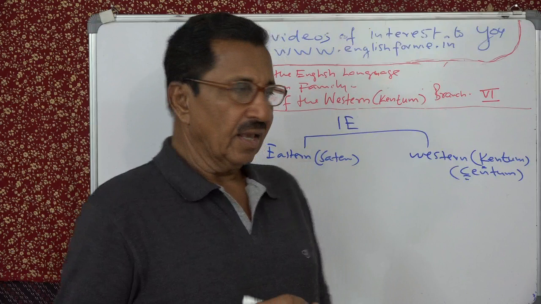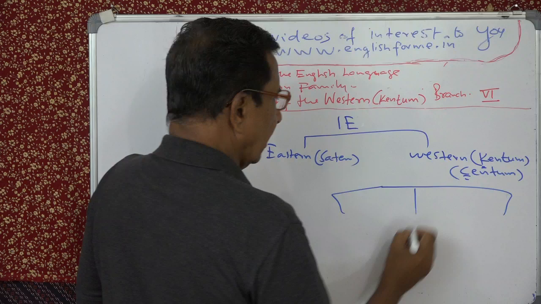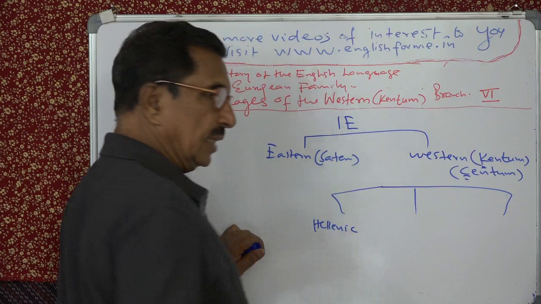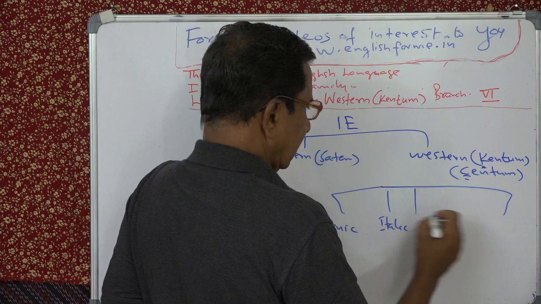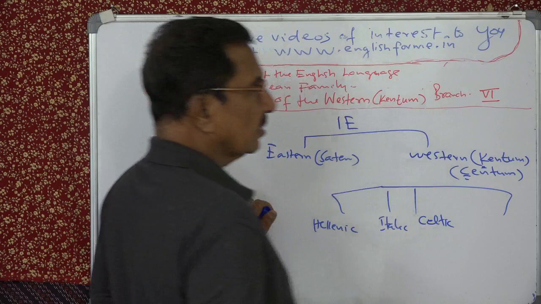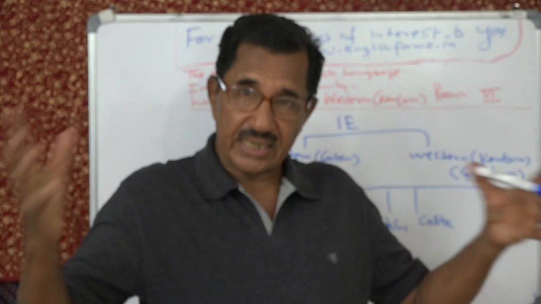Now in the western branch, I will just show you the four branches you can see. One is the Hellenic branch, where you have the Greek language. Then you have the Italic, where you have Latin, and the next one is Celtic. Now it is spoken by some people in Ireland, Scotland and Wales, that's all. But once upon a time it was spoken extensively in different parts of modern Europe.